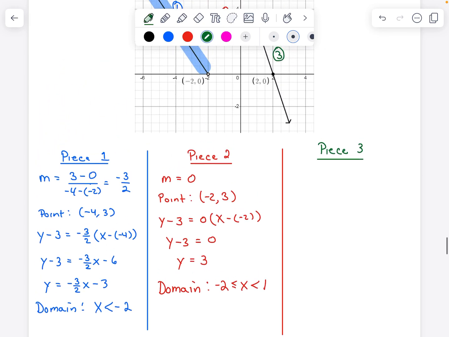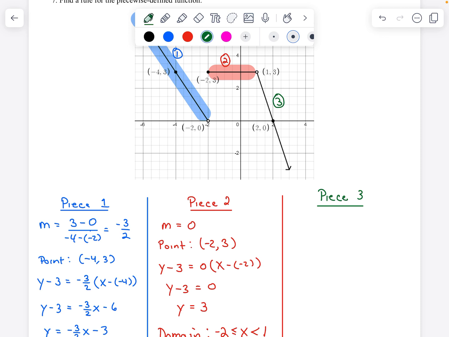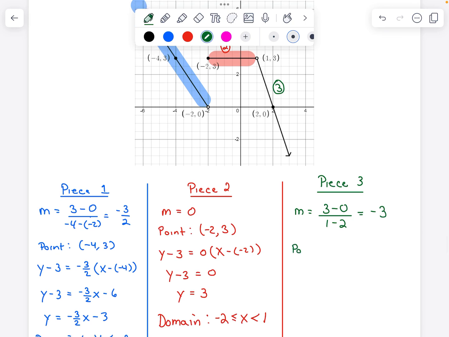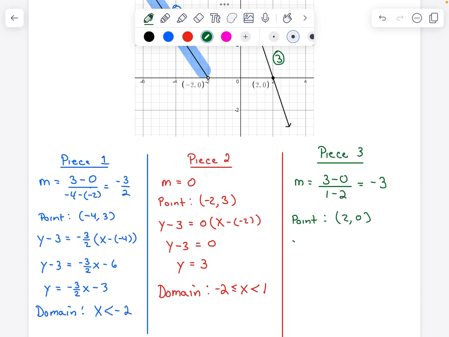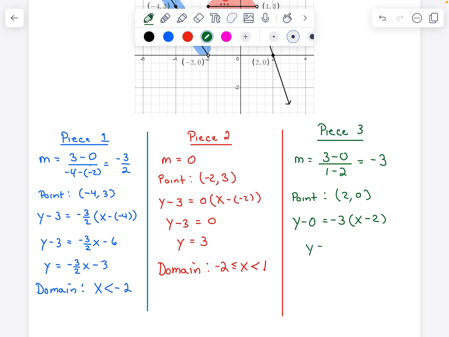All right, finally, piece 3. We're going to find the rule for piece 3 exactly the same way we did for piece 1. So let's start with the slope. The slope is going to be (3 minus 0) divided by (1 minus 2), which is -3. One of the points on the line is (2, 0). So the point-slope form is y minus 0 is equal to -3 times (x minus 2), which means the rule is y equals -3x plus 6.